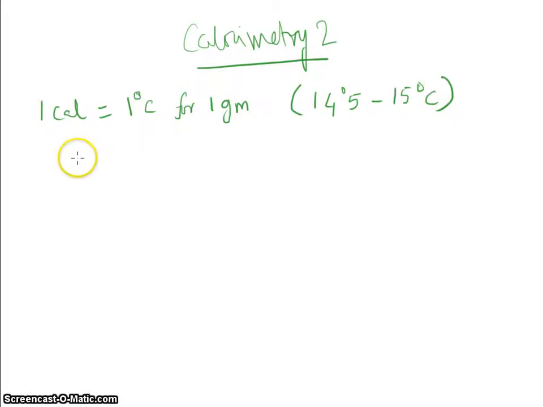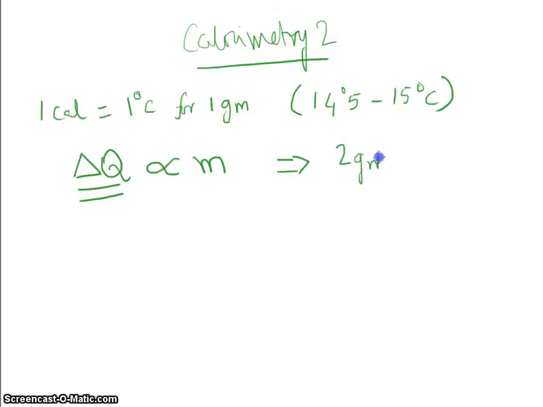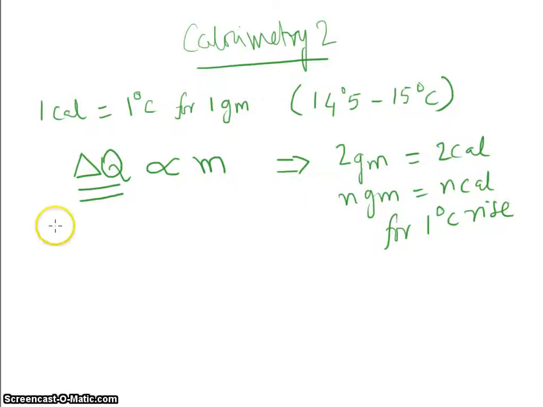So can we understand what is the amount of heat energy required in general to increase the temperature of a body? Let's say the heat energy that I need to give is delta Q. It is observed that it's always directly proportional to the mass of the body. What this implies is that if I have 2 grams of water, then I will have to give 2 calories. If I have n gram of water, I have to give n calories for 1 degree Celsius rise, right?